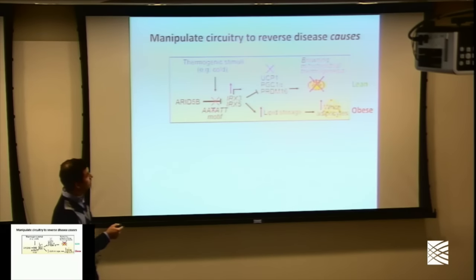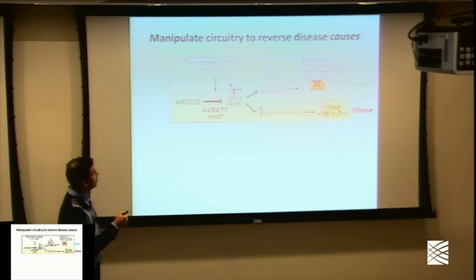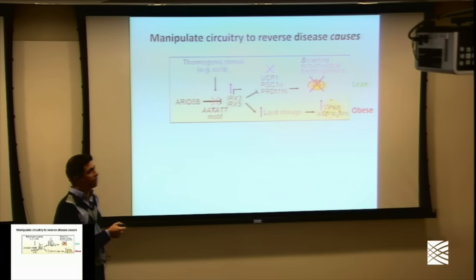So this is the complete circuitry now. We basically have ARID5B, the upstream regulator, that normally binds this AT-rich motif and represses IRX3 and IRX5. In the risk individuals, you basically have this shift from a T to a C, disrupting this AT-rich motif, leading to lack of binding and overexpression of IRX3 and IRX5. This in turn leads to a shift from energy dissipation in thermogenesis to energy storage in white adipocytes. Is everybody clear with me?